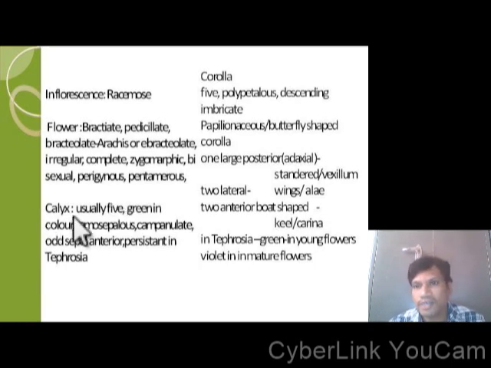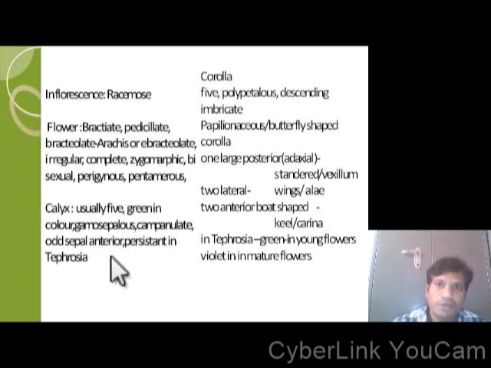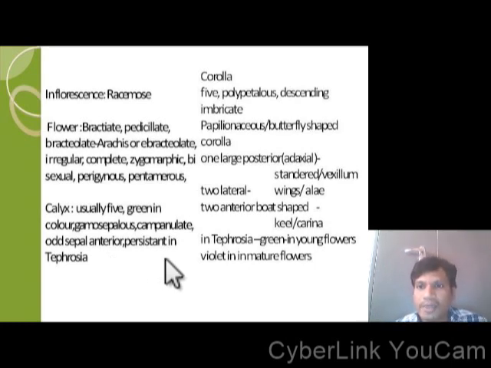Coming to each and every character, the calyx is usually 5, green in color. The calyx protects the floral parts when the flower is in the budding stage. And it is gamosepalous, that means all the sepals present in the calyx are united, not free. And the odd sepal is on the anterior side. See, according to the flower, the anterior side is the lower side and the posterior side is the upper side, based on the stipule where it is present. And the calyx is persistent in Tephrosia.